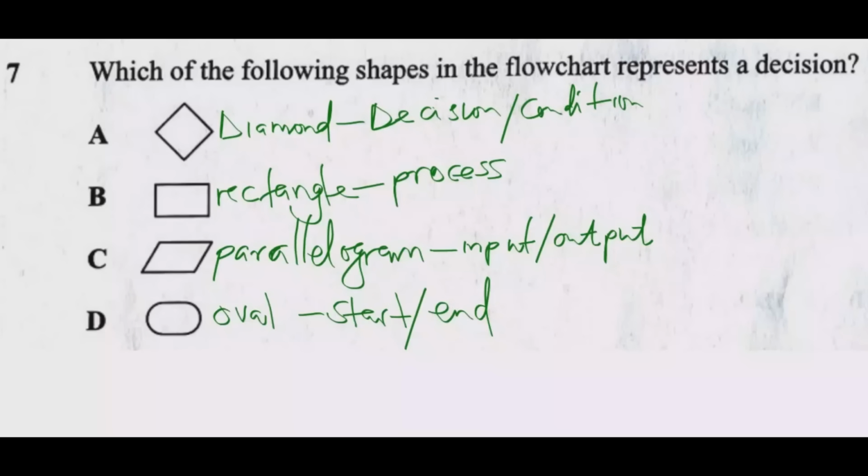Okay, so when we go back to the question, it's asking us which of the following shapes in the flowchart represents a decision. So the correct answer is A.